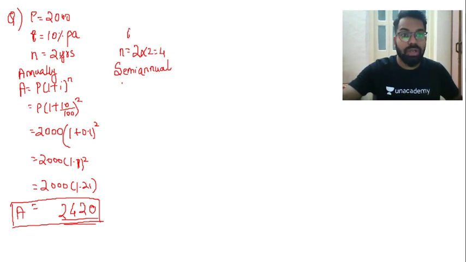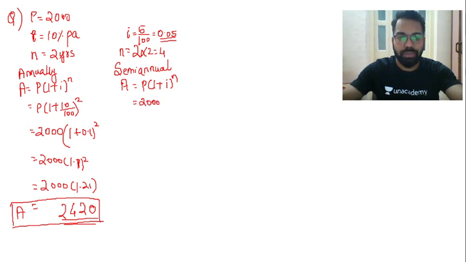No, it is not. Your interest rate is given as per annum, so your interest rate will also be basically half, so it will be 5%, 5 upon 100 is equal to 0.05. That will be your interest rate for semi-annual. Now with that, let's calculate the amount for semi-annual, which will be equal to P into (1 plus I) raised to N, which is nothing but 2000 into (1 plus interest rate, 0.05) whole raised to 4.